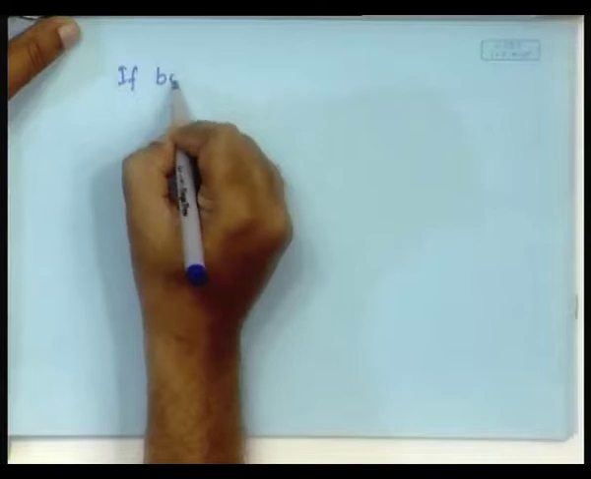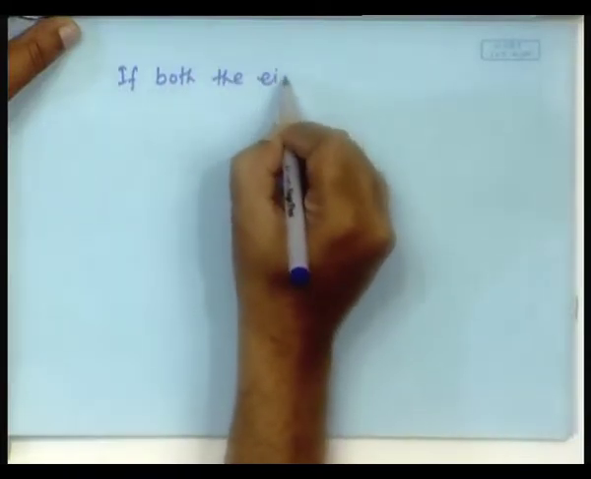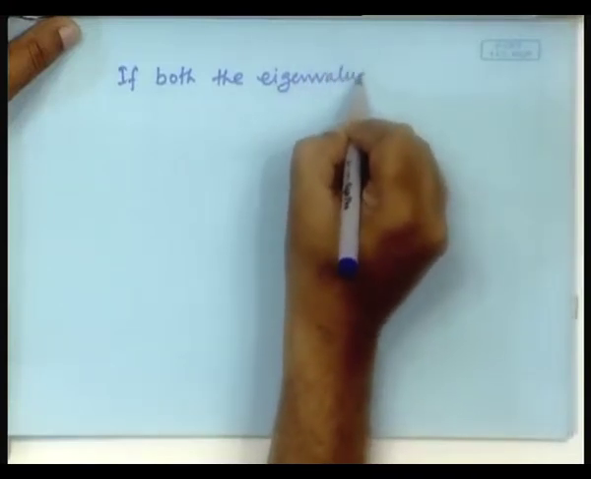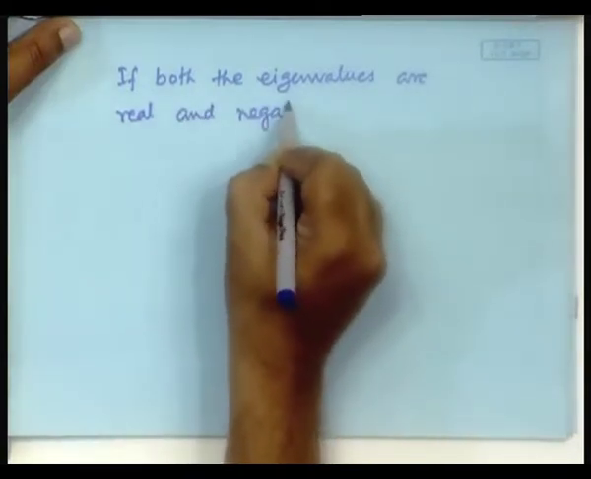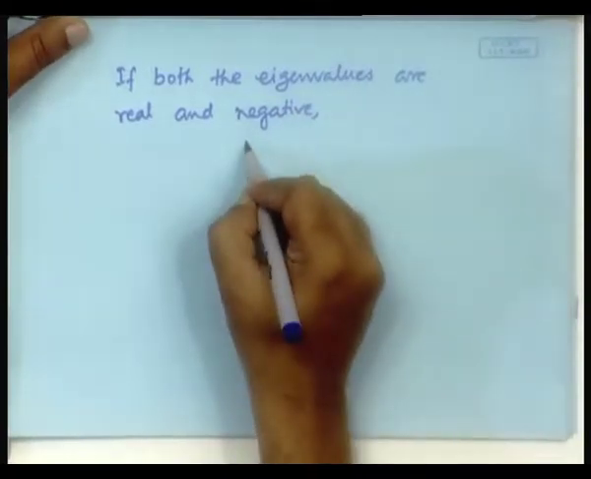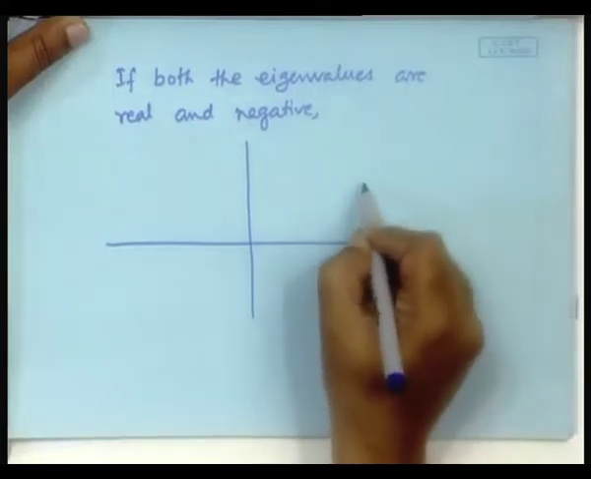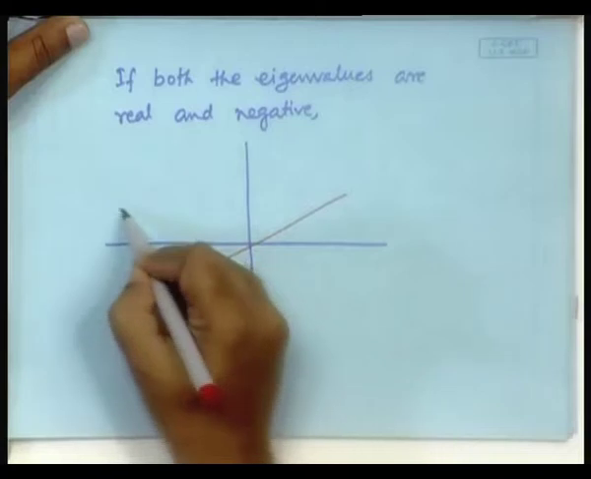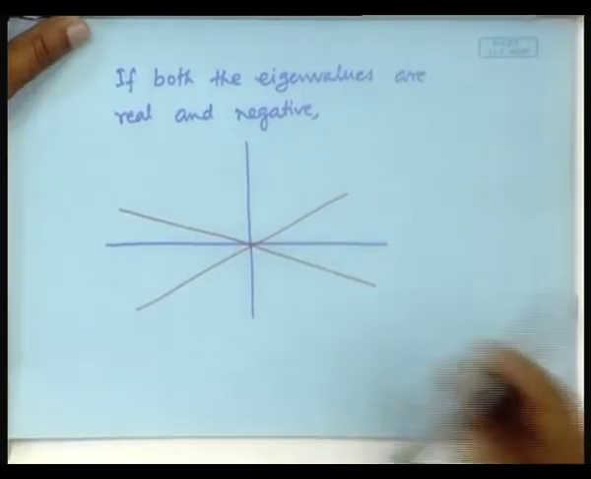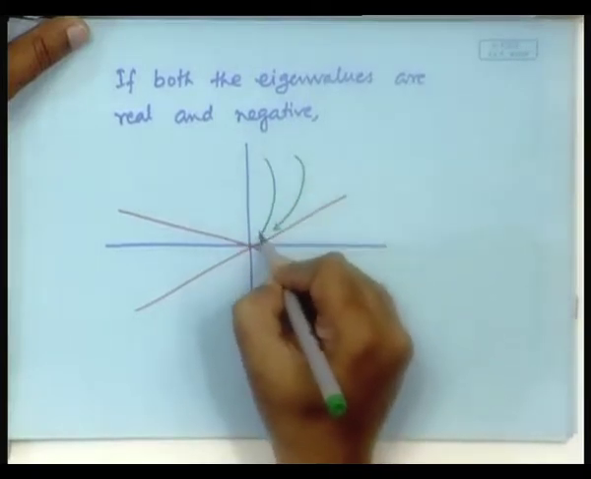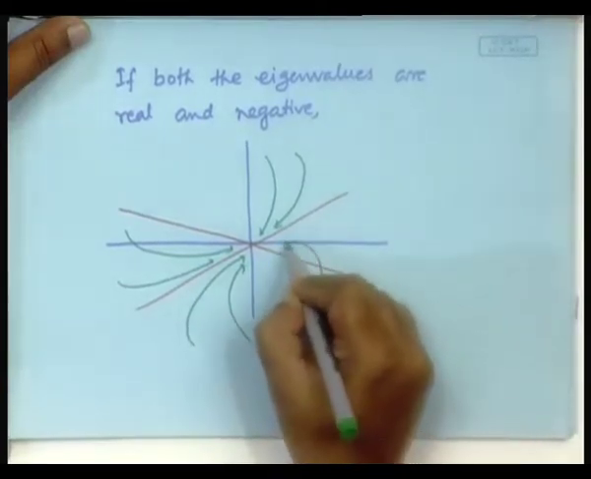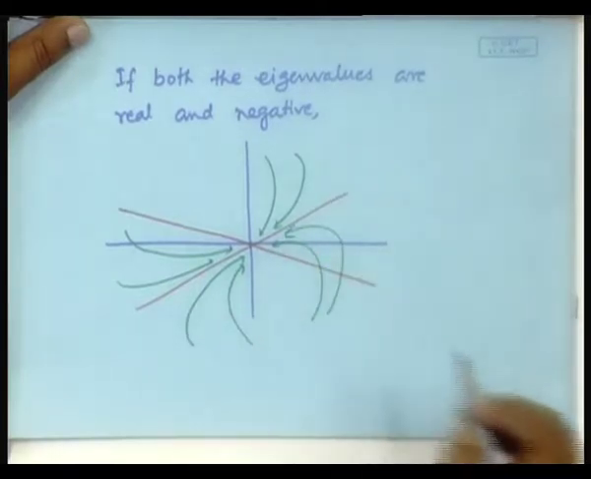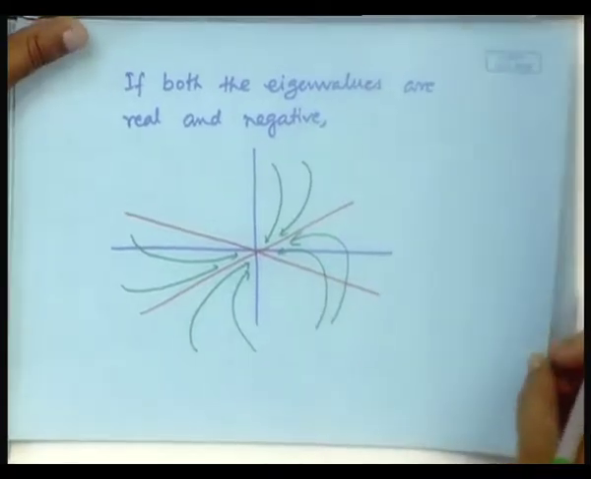So, you see, if both the eigenvalues are real and negative, then the behavior will always be like this. If you have the two eigendirections drawn, then it will be, oh no, I have crossed this eigendirection, sorry, it is wrong.